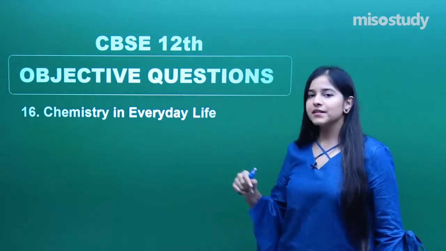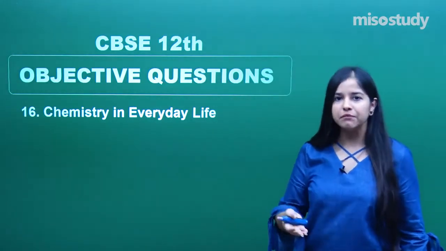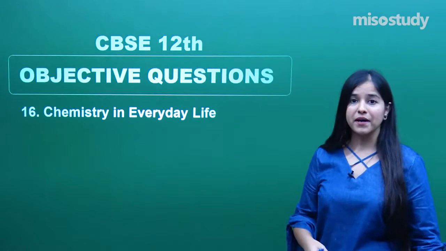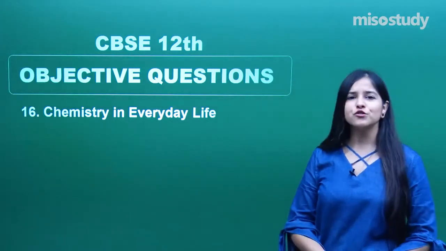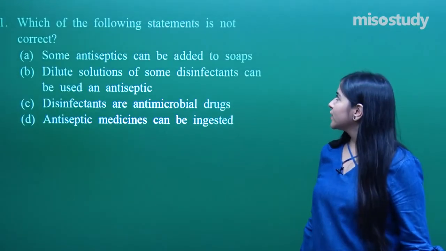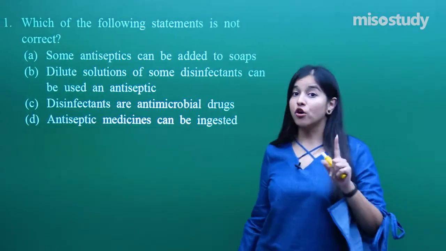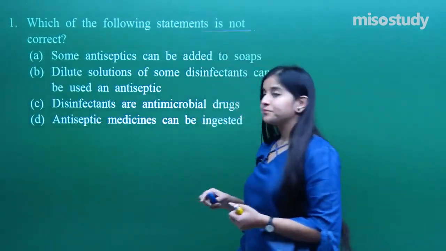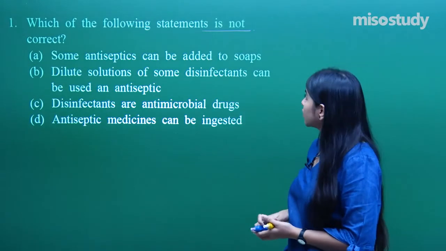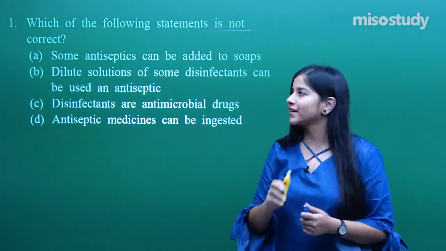Okay, as we are discussing the objective type as per the CBSE pattern, the new CBSE pattern that they have launched, let us move on to question number 1. Which of the following statements is not correct? Not correct. Please be careful about the statement. Not correct means 3 of them are correct.